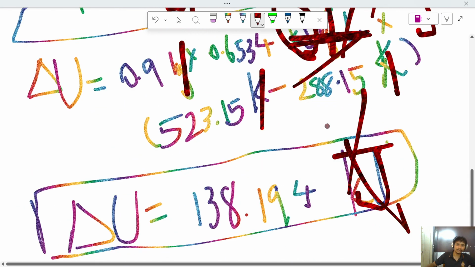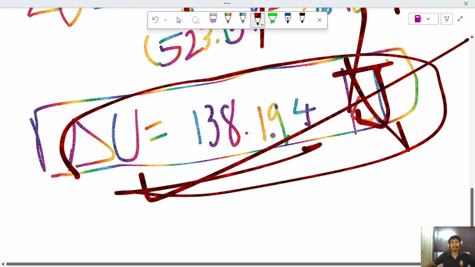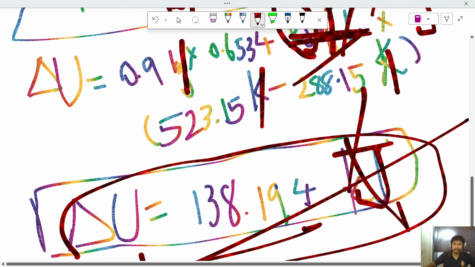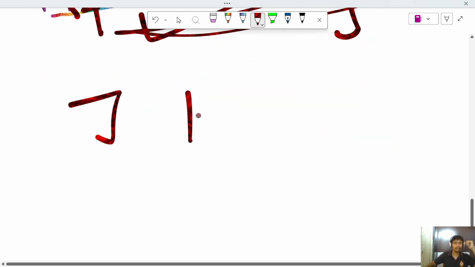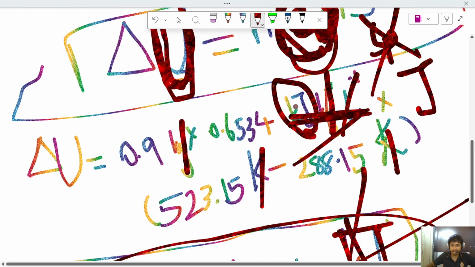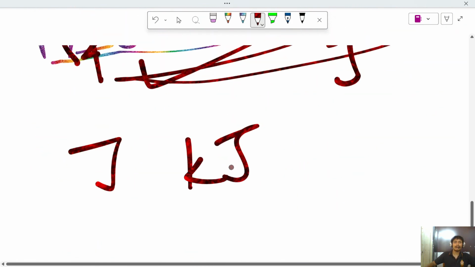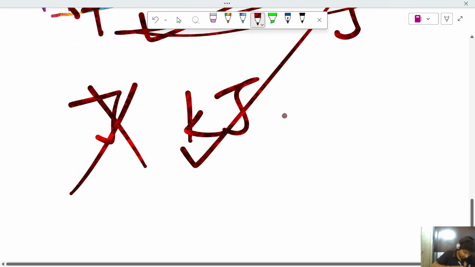Okay, that's the question. The final answer is delta U equal to 138.194 kilojoule. We must consider this unit because delta U is energy, so the answer will be joule or kilojoule. If we consider the units, we can decide whether it is joule or kilojoule. Okay, this is the simple question. Now we can move to the next question.